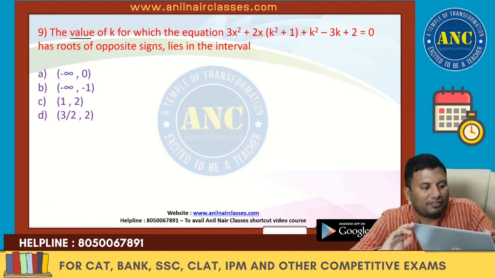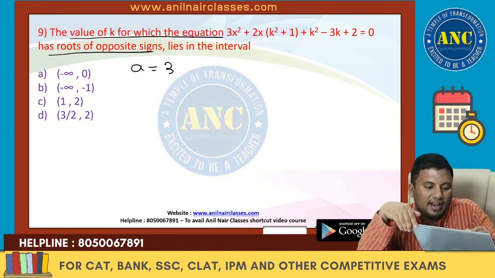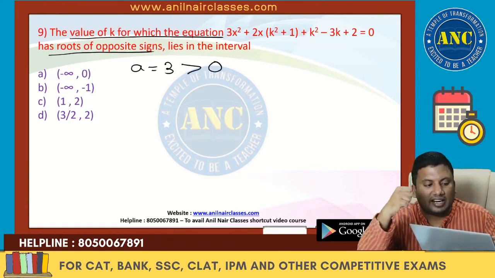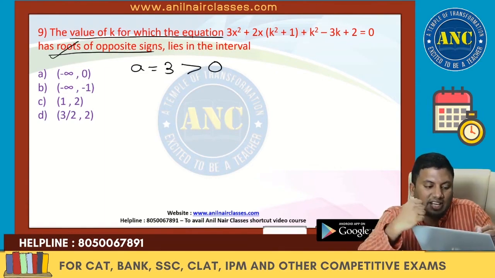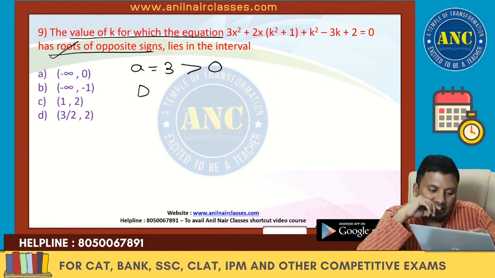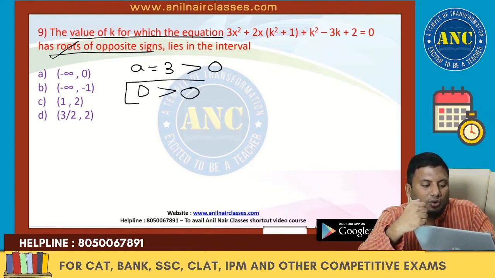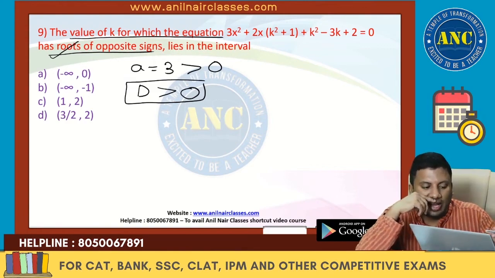The value of k for which the roots of the equation are of opposite sign. What is the A value? A value is 3, which is greater than 0. This has got roots. Roots means it is touching the axis. Discriminant will be greater than 0. I hope it is clear. Roots means it will touch the axis.